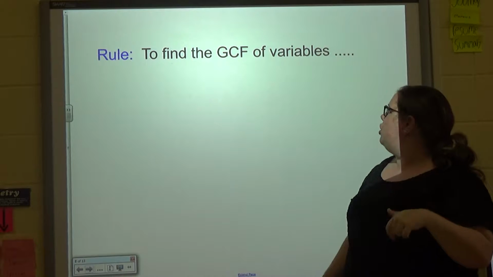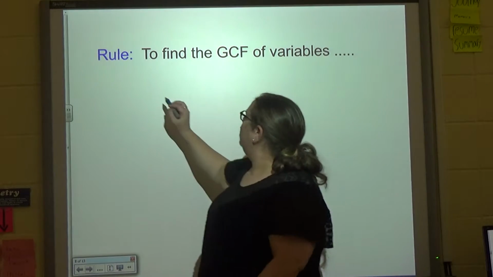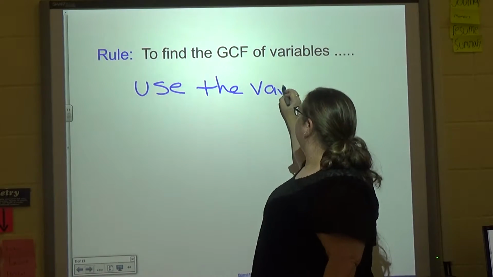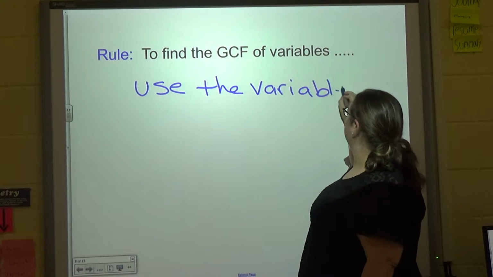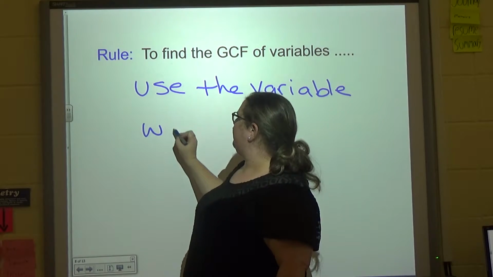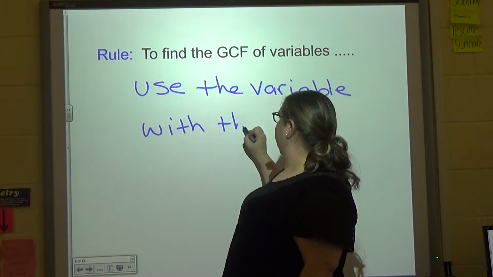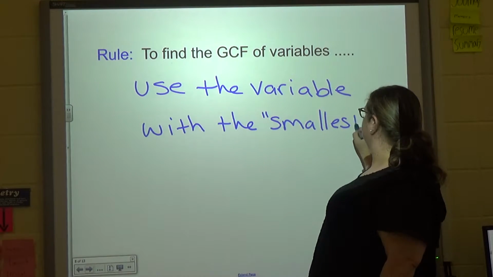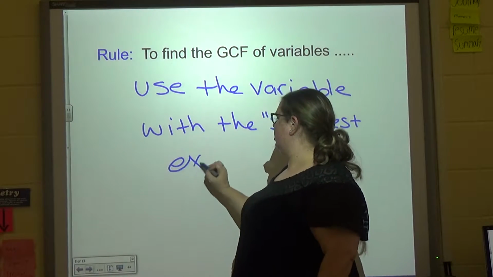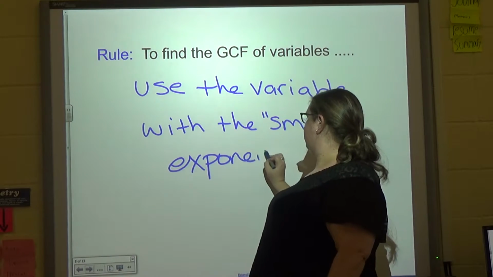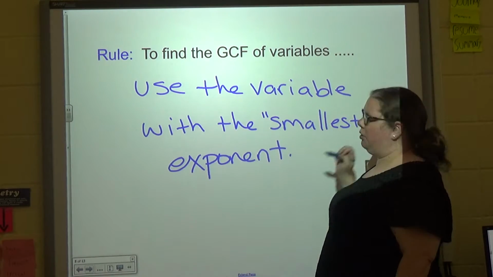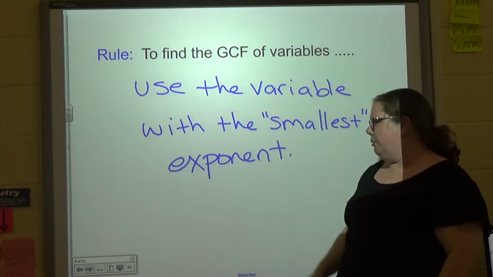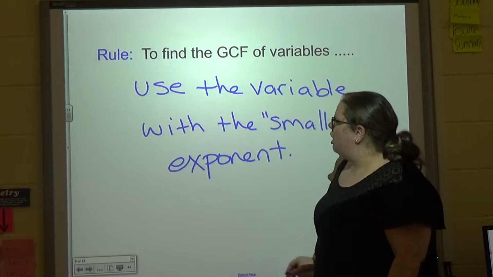Okay? To find the GCF of variables, use the variable with the smallest exponent. And again, it's not technically the word smallest, it's the least exponent, but we like smaller because it makes more sense in our brains typically. Okay? Alright.